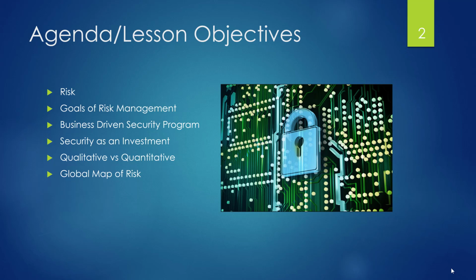So the agenda that we have for Chapter 2 is this idea of looking at risk management, doing a little compare and contrast, if you will, with information security. Again, a little bit of review based on what we covered last class. We'll then get into the goals of risk management, talk about business-driven security program, very briefly talk about security as an investment, qualitative versus quantitative analysis. We're going to spend a couple of chapters talking about that later on. And then we're going to get into a little bit of the global map of risk, and we'll look at some sites that allow you to do that through an in-class exercise that we're going to cover during the second video.